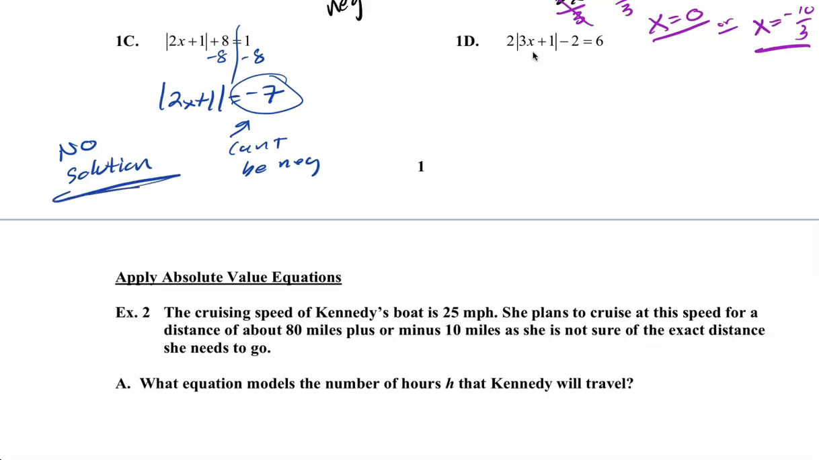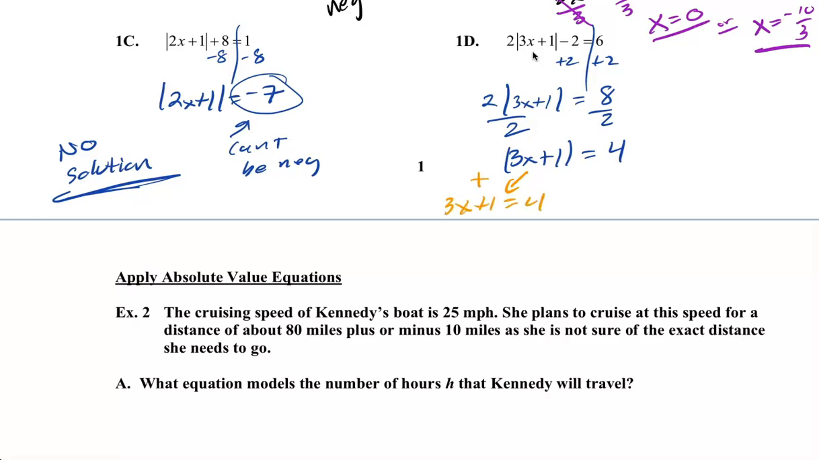This one over here. Let's get the x. So let's go plus 2 first. And we get 2 times the absolute value of 3x plus 1 equals 8. And we're going to divide both sides by 2. Absolute value of 3x plus 1 equals 4. And again, now we have to split it. So you get the positive version, 3x plus 1 equals 4. And then you get the negative version, 3x plus 1 equals negative 4.